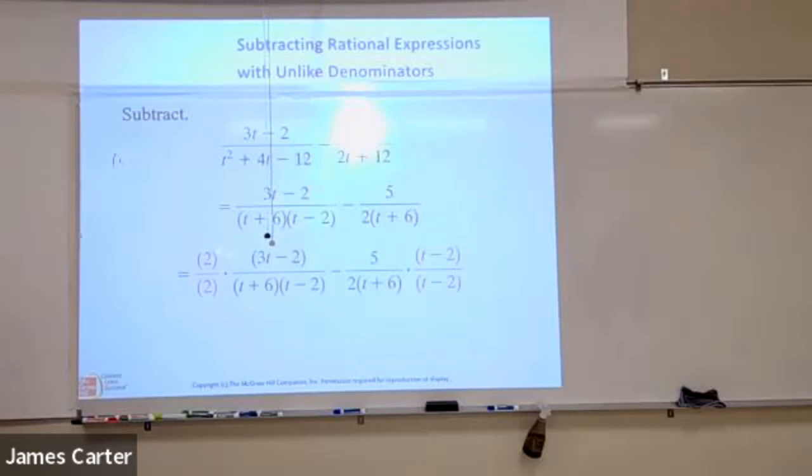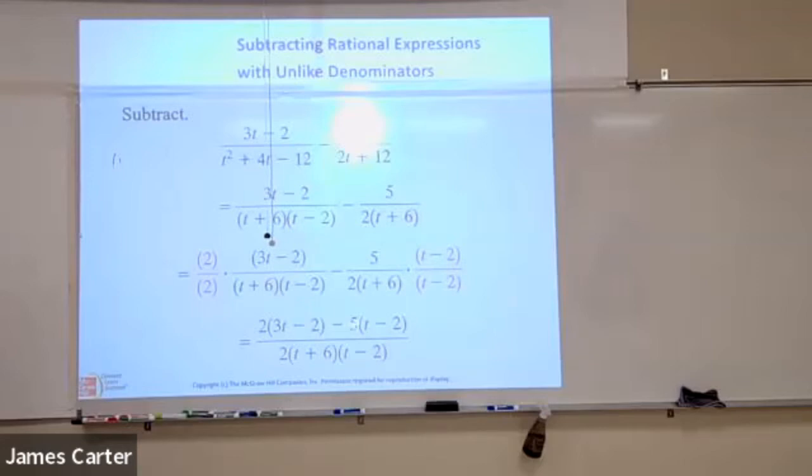Okay. Now, they looked at what's missing. This one is missing a times 2. That one is missing a times t minus 2. So here's the 2 over 2. Here's the t minus 2 over t minus 2. Okay, and you've got this minus that over common denominator of 2 times t plus 6 t minus 2.